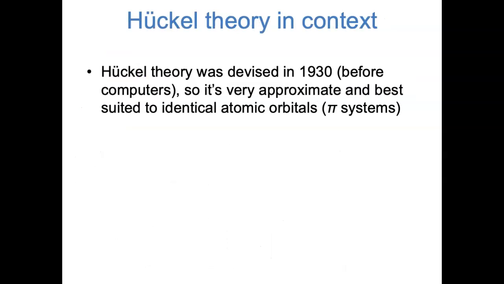And before ending this video, I just want to put all of this in a little bit of historical context. Huckel theory was devised in 1930, which is before electronic computers existed. So this is a really early attempt to describe the molecular orbitals of organic molecules. And as a result, it's very approximate, and it can only handle certain systems, specifically the types of pi systems that we've been looking at in this video.